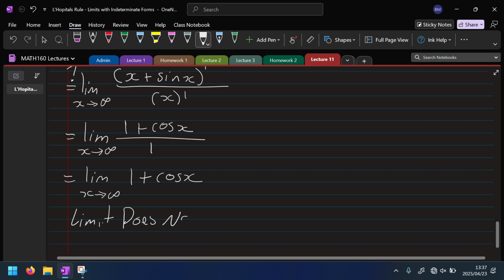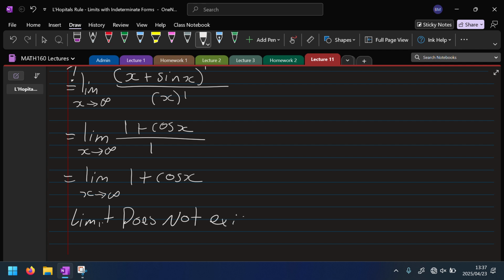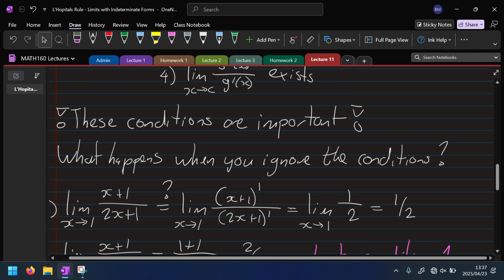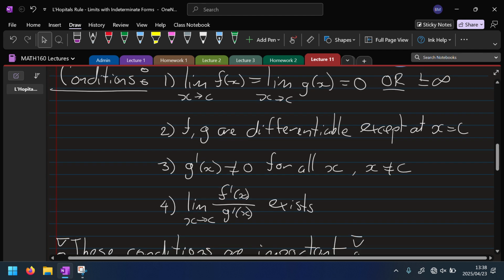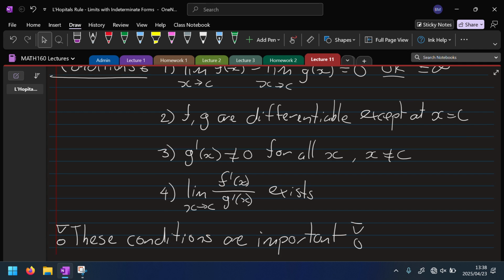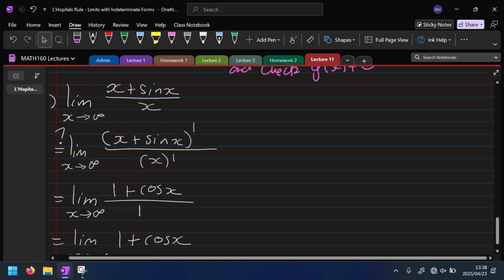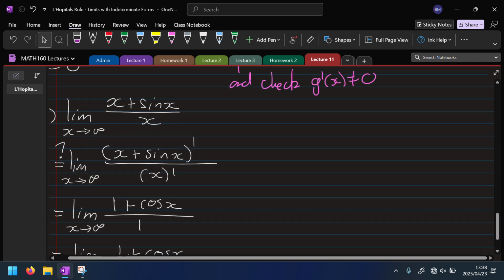the limit does not exist. Now, if you just left this as an answer, it's completely wrong. Why? Well, the fourth condition says the limit must exist. We've just shown the limit doesn't exist, so L'Hopital's rule could not be used. So instead of using L'Hopital's rule, we're going to try something else.